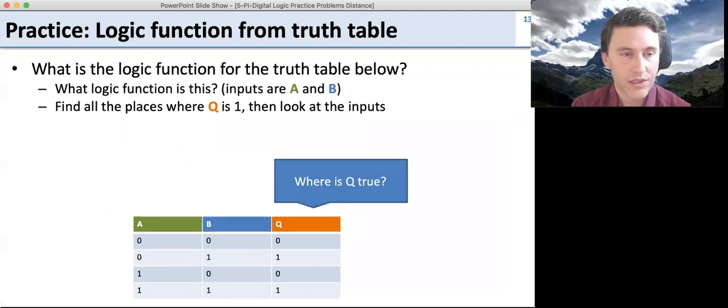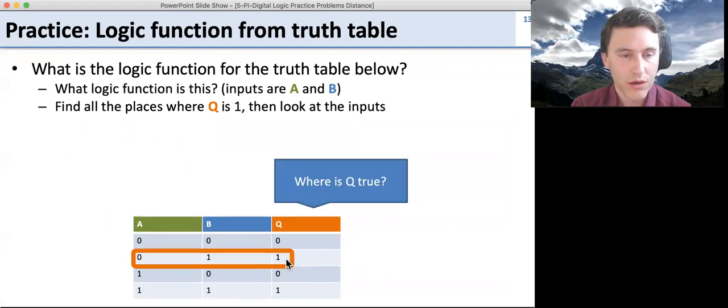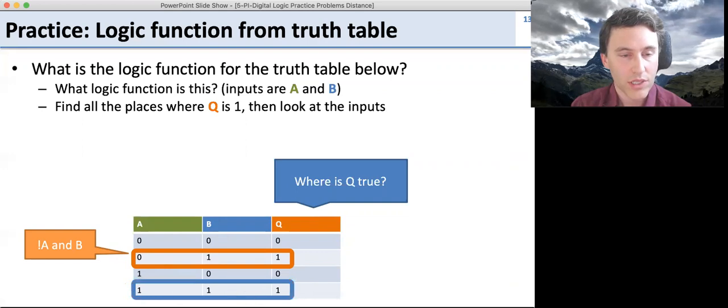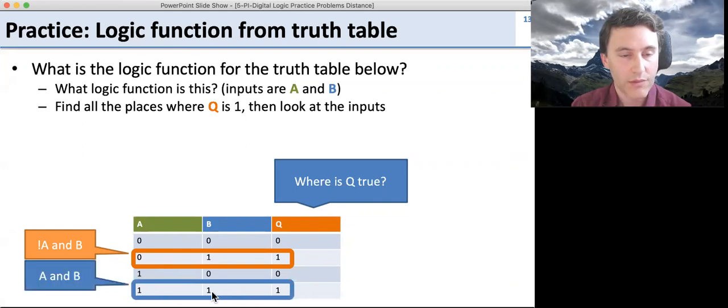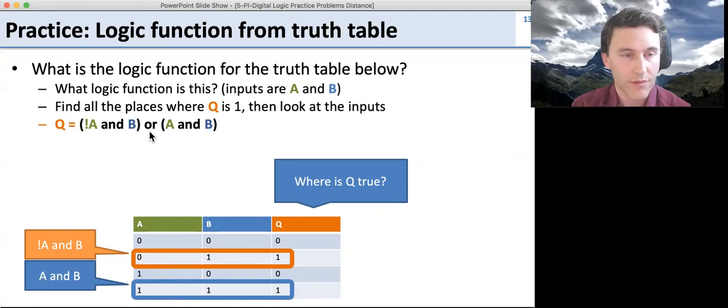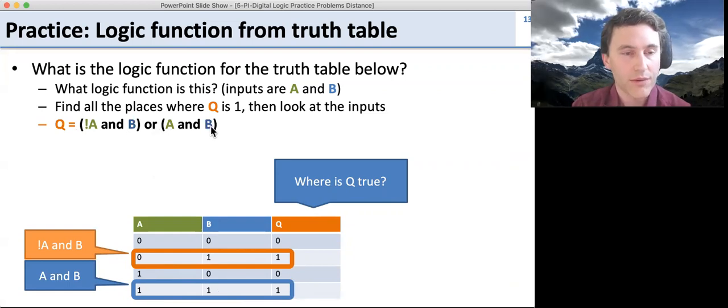Okay, so let's take a look at this. So where is the output Q true? Well, it's true here. And what is this? This is not A, because A is false, and B. So when A is false and B is true, Q is true. So not A and B, that's that row there. And here's this other row. So this row is when A is true and B is true, then Q is true. So what's the logic equation? Well, it's either one of these. If either one of these are true, Q is true. So it's not A and B, or A and B.